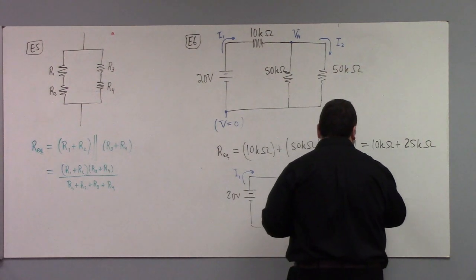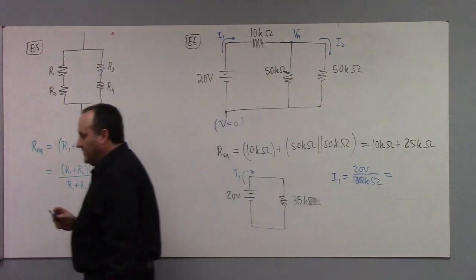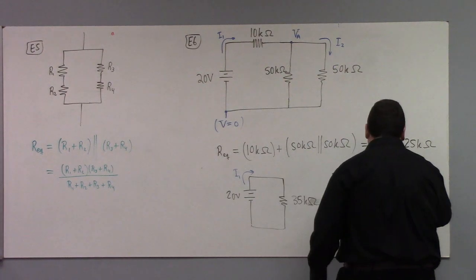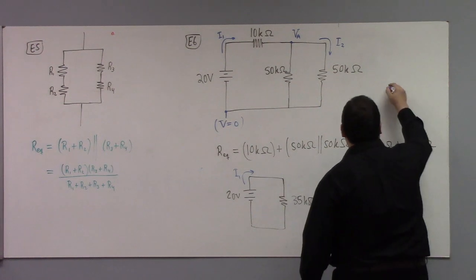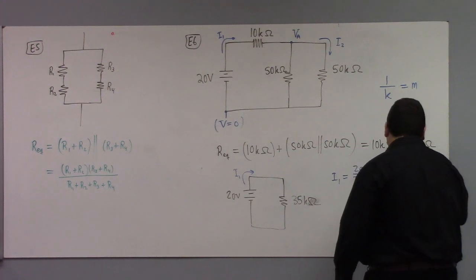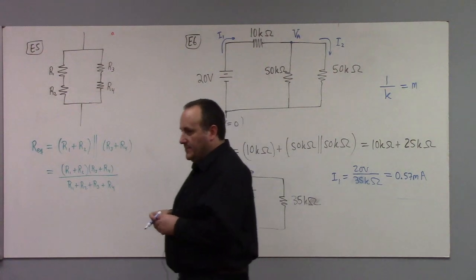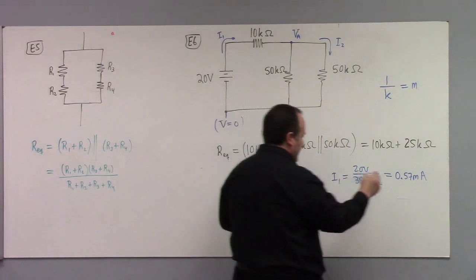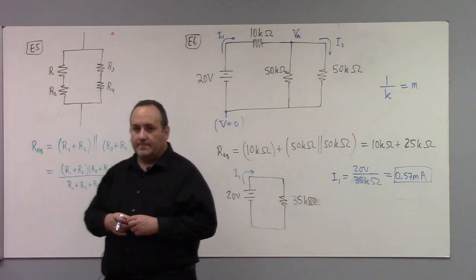I say one thing and I write a different thing. It's really annoying. So what's 20 over 35? 0.57, roughly. By the way, something to notice, 1 over kilo is milli. So that's 0.57 milliamps. All right, so that's one of my questions. There we go, we figured out 0.57 milliamps, right?